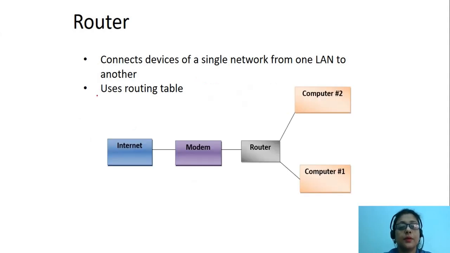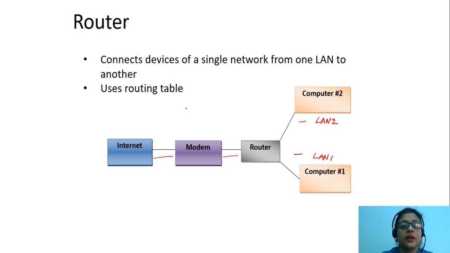This is an example of a router which is connected to two computers, and this computer is on one LAN. Let's say it is LAN 2, and this is another computer on LAN 1. With the help of the router, we can connect two computers in two different LANs. Now this router is directly connected to the modem, and this modem then gets connected to the internet. So this is a router, a layer 3 device.